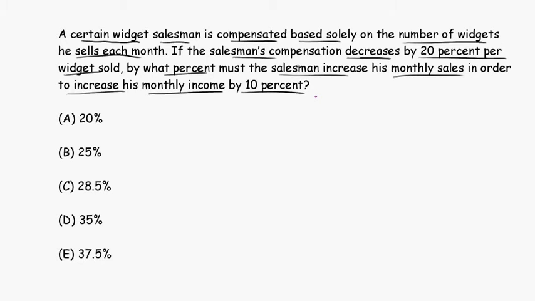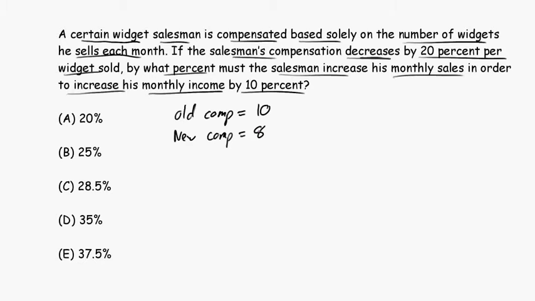So the first number we're going to pick is his old compensation. And let's just say his old compensation is 10. When you have percents with an unknown whole value, you can always pick 10 or 100. It's just easier to calculate percents in that way. Well, if his old compensation is 10 and it decreases by 20%, I can figure out his new compensation. Decreasing 10 by 20% is pretty easy. That'll give me 8.